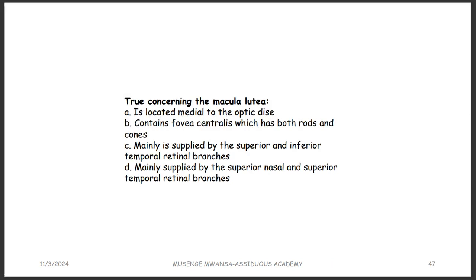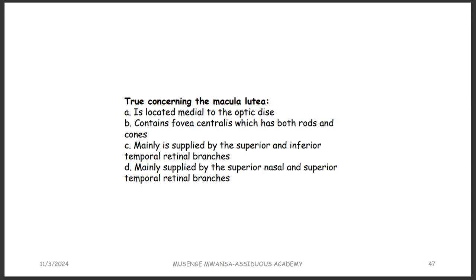True concerning the macula lutea: is located medial to the optic disc; contains fovea centralis, which has both rods and cones; mainly is supplied by the superior and inferior temporal retinal branches; mainly supplied by the superior nasal and superior temporal retinal branches. Which one can we pick? Mainly supplied by the superior and inferior temporal retinal branches.